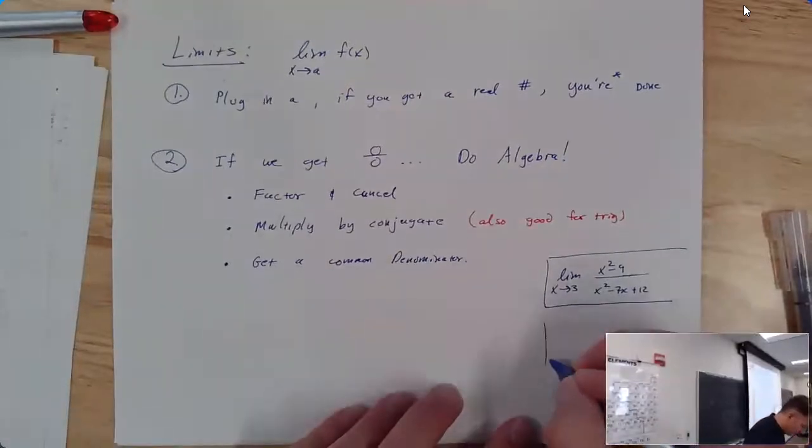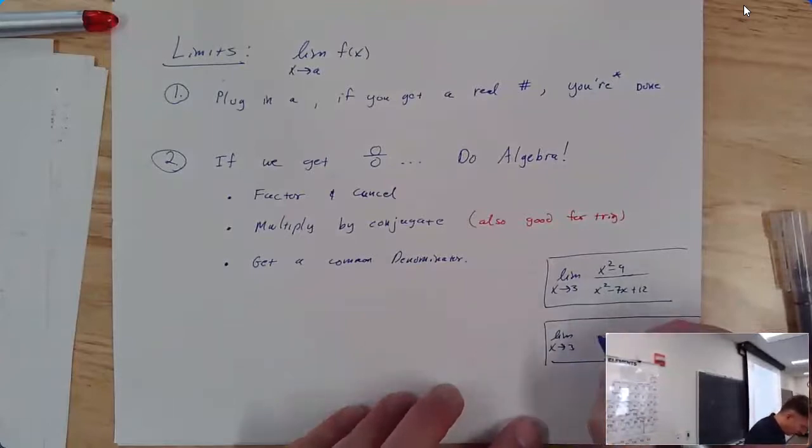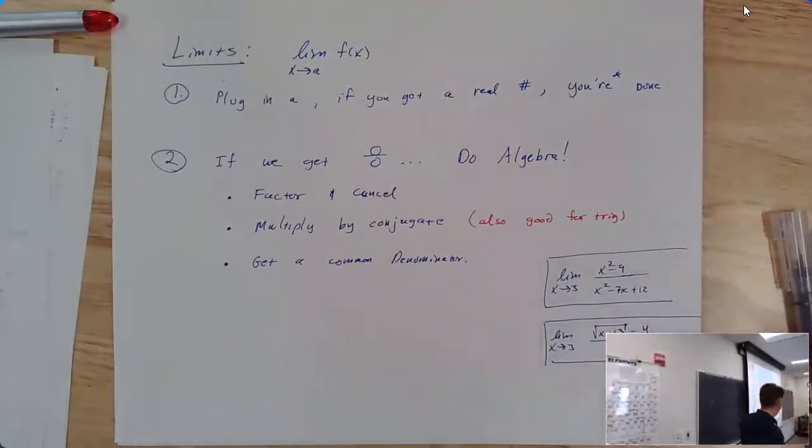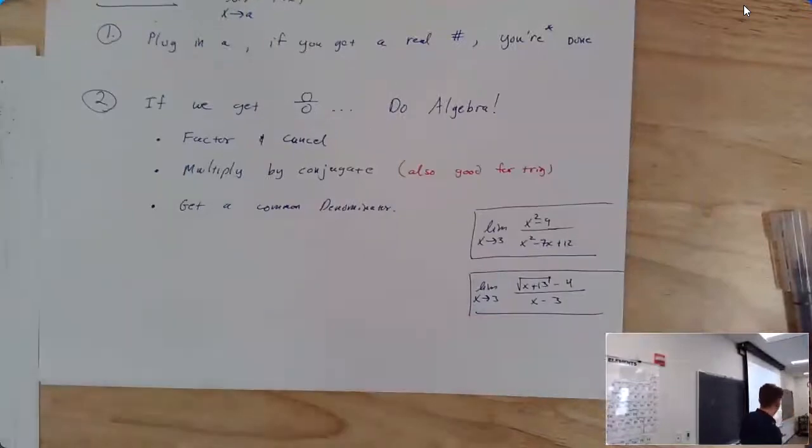Or for this one, you have the limit as x approaches 3 of the square root of x plus 13 minus 4 over x minus 3. You'd multiply the top and bottom by the conjugate of the square root of x plus 13 minus 4. And then you would multiply it out, probably factor, do some simplifying, cancel some stuff. And eventually, after you do that, you would plug in 3 and get an answer.